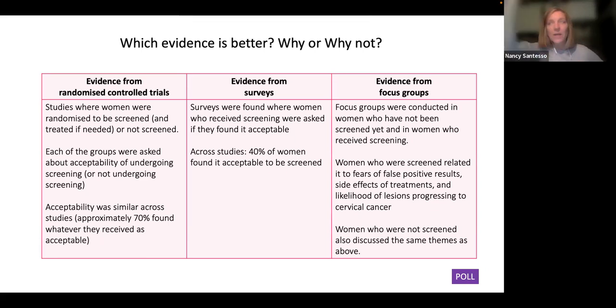We always think, oh, randomized control trial is the best. But of course, there are still biases that can happen in randomized control trials. It may not be representative. And so we still need to assess that evidence.